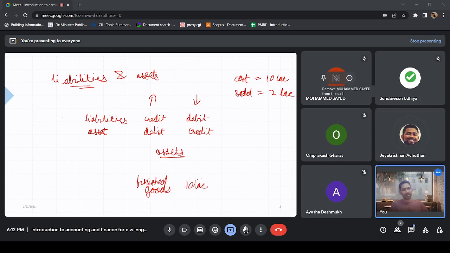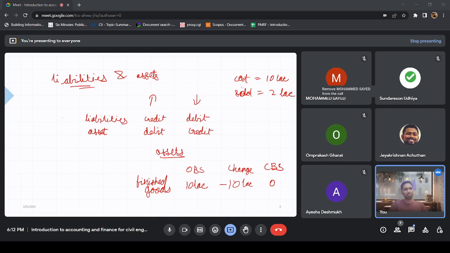Now when you are selling it, what is happening? When you are selling it, this change in finished goods is minus 10, right? You sold everything. This is your opening balance sheet, and this is your change. So your closing balance sheet would have been zero in case of finished goods, and it is an asset.